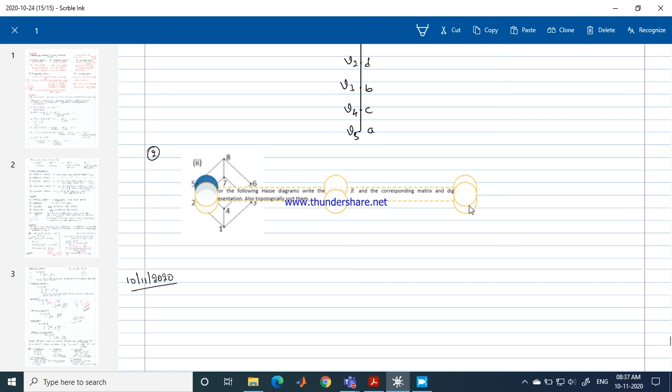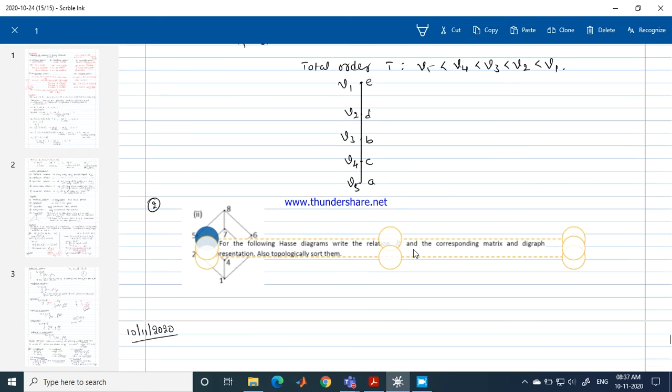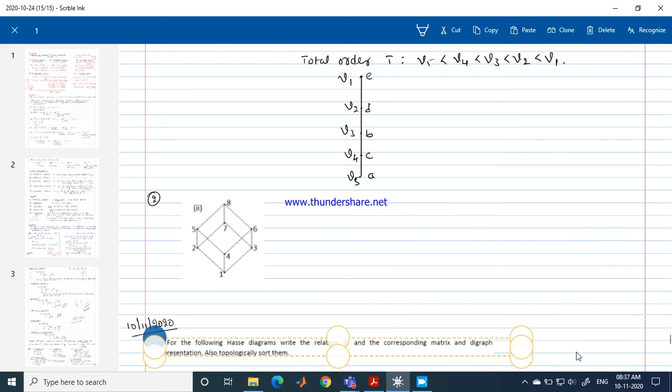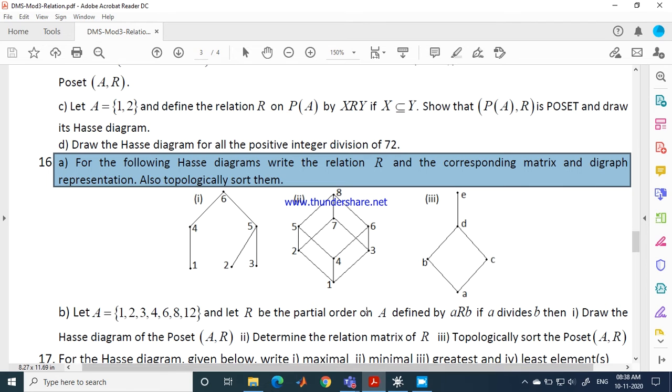Have a look at this question. Just see what this question is demanding us to do. For the following Hasse diagram, write the relation R and the corresponding matrix and digraph representation. Also topologically sort them. Okay, let me take up this example.